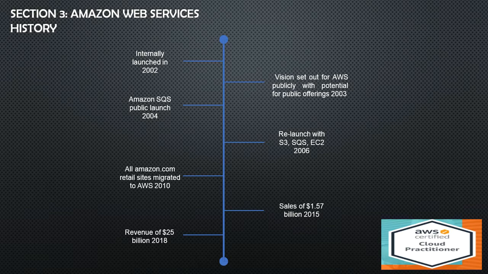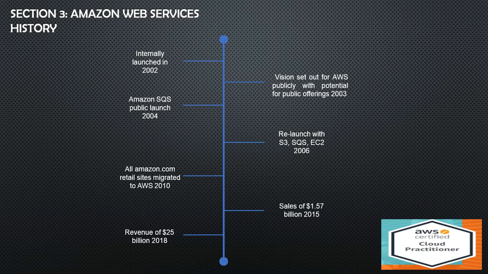It was the Simple Queue Service, and then it was relaunched in 2006, but the relaunch had other products and features as well. It was S3 and EC2, S3 being storage and EC2 being compute, and SQS was also there but with some improvements. And then in 2010, the huge shift of Amazon.com to the AWS infrastructure was done, and it's been almost 10 years now since Amazon.com has been running on the AWS global infrastructure.